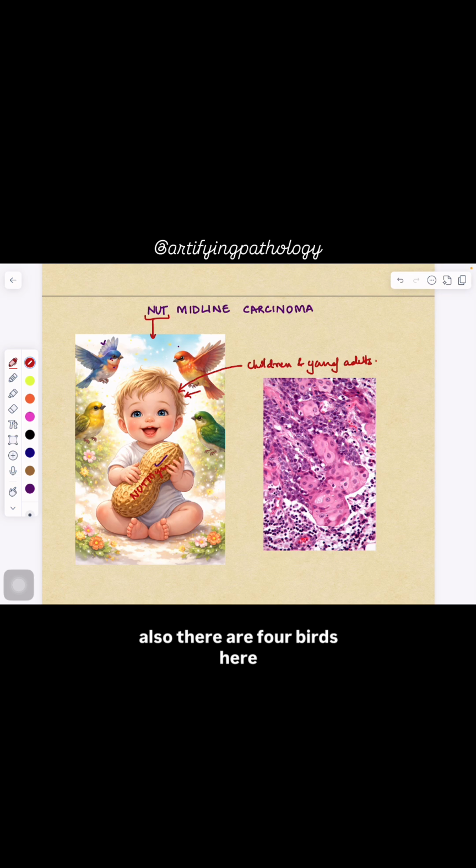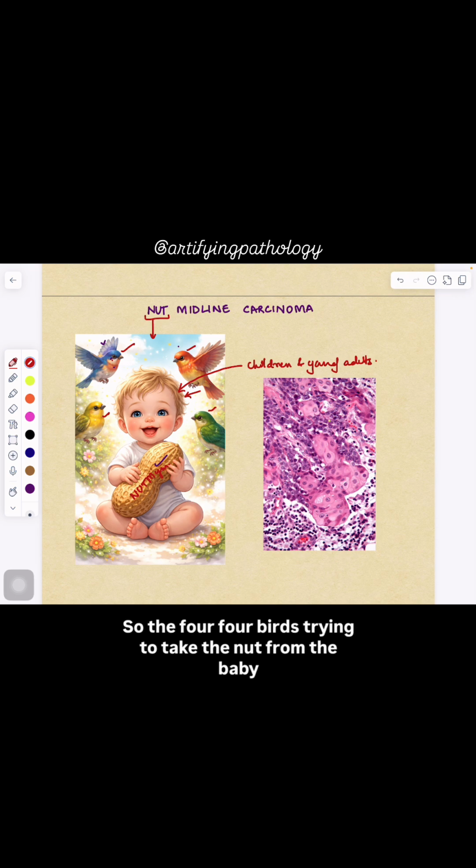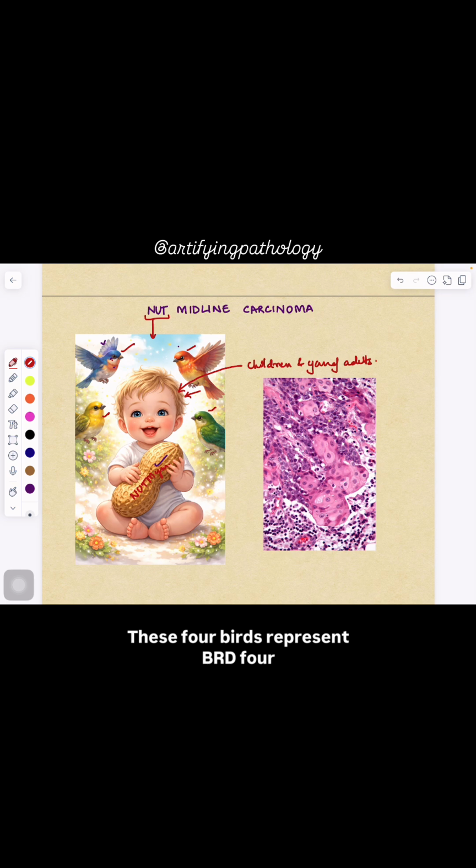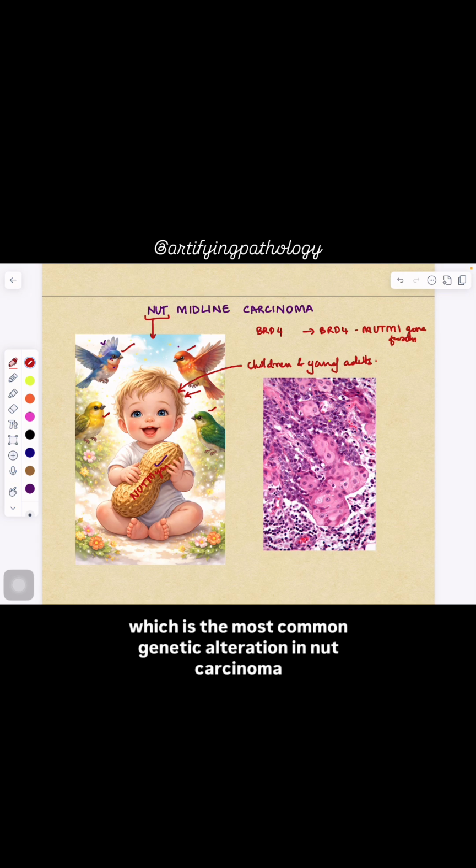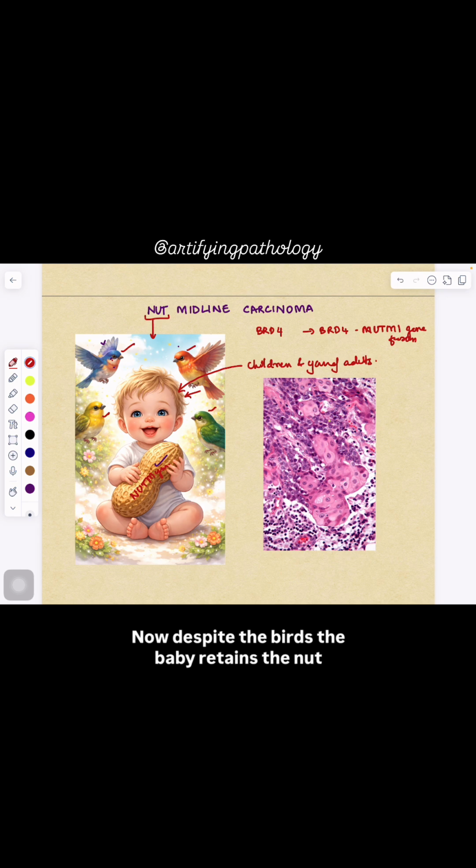Also, there are 4 birds here who are competing for the nut. So the four birds are trying to take the nut from the baby. These 4 birds represent BRD4, indicating the characteristic BRD4 NUT-M1 gene fusion, which is the most common genetic alteration in NUT carcinoma. Now, despite the birds, the baby retains the nut.